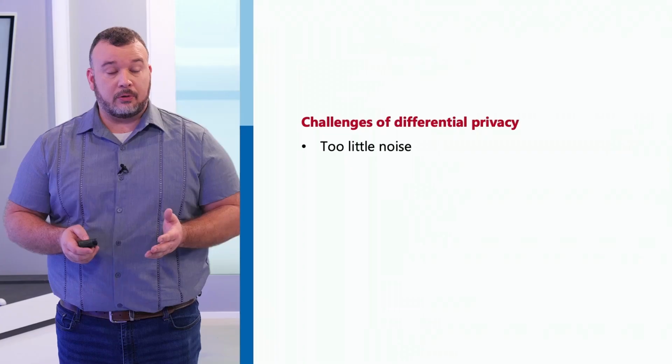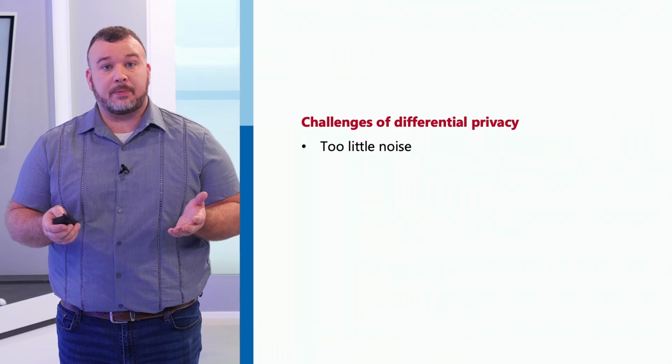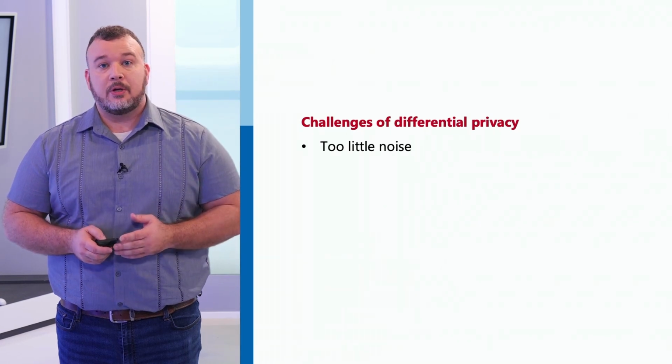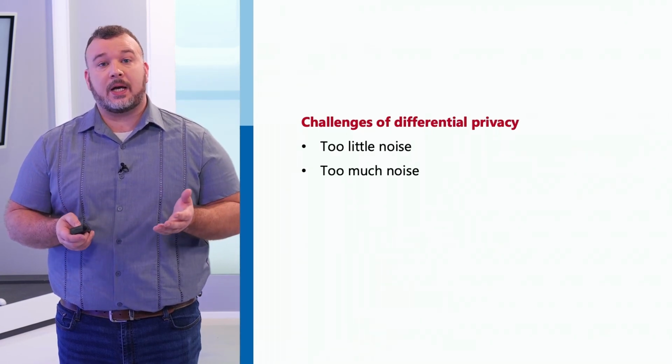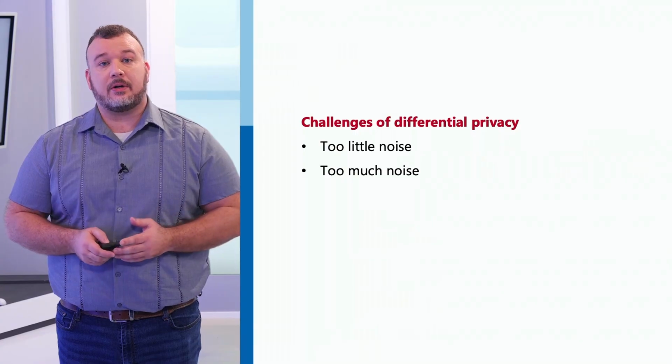There are, however, a few challenges within differential privacy. Implementing this technique requires careful calibration of noise levels. Too little noise, well, that might defeat the purpose and risk privacy. Too much noise, that can compromise the usefulness of the data itself. Managing these trade-offs demands expertise and meticulous planning.